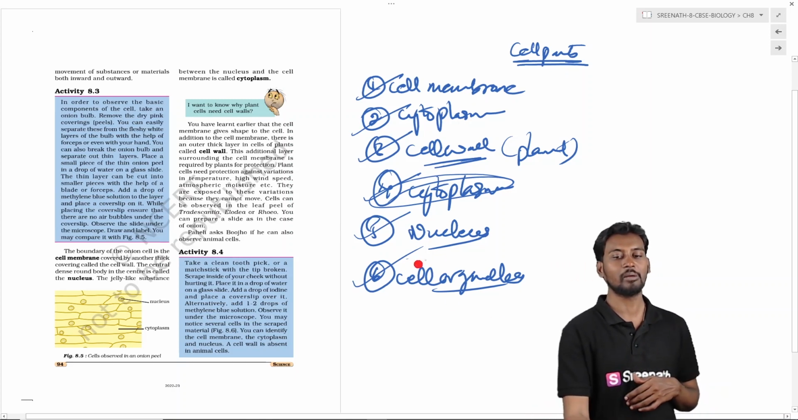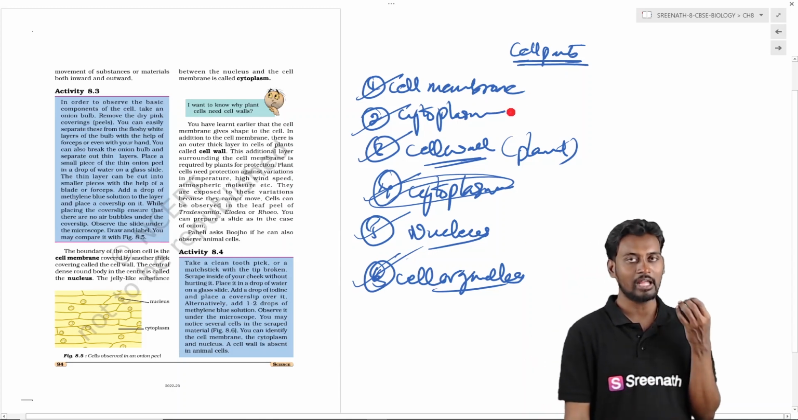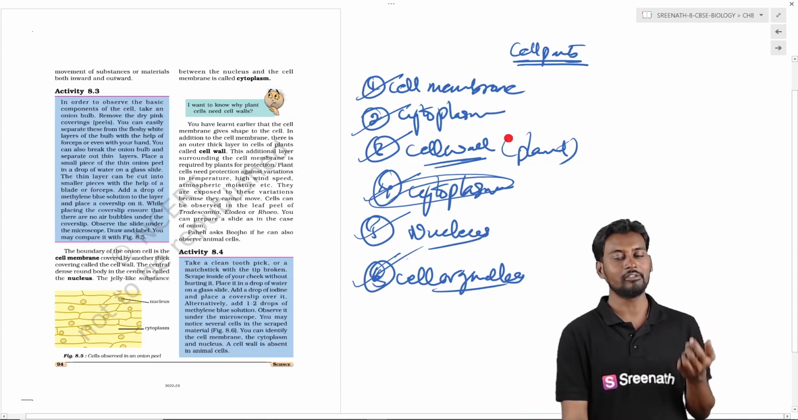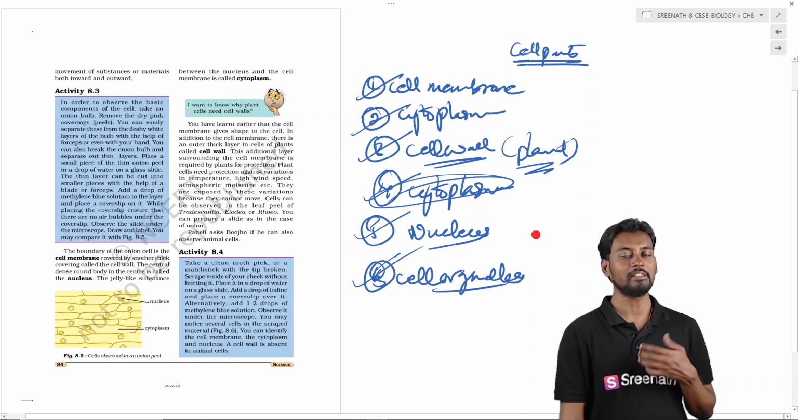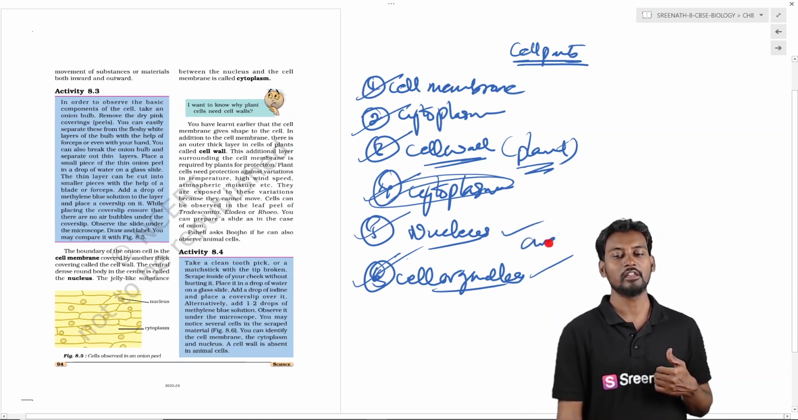So basically it's about the 5 elements which we will be discussing. One is the cell membrane, another one is the cytoplasm, and the third one is the cell wall that is present basically in the plant, and next one is the nucleus, and the final one is the cell organelles.